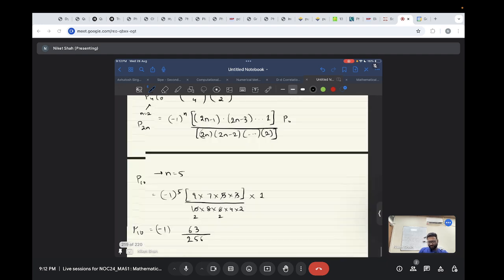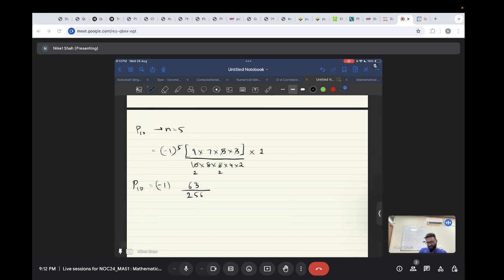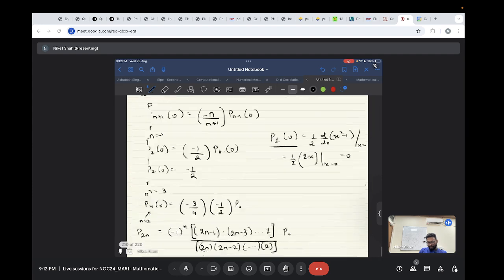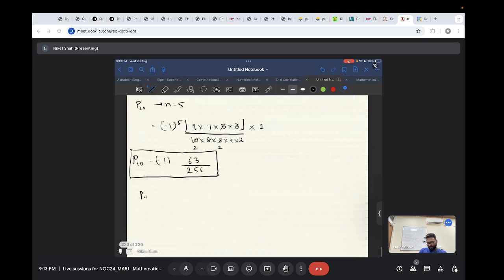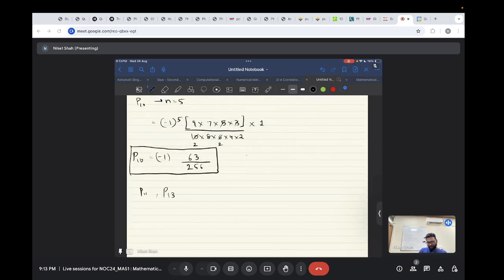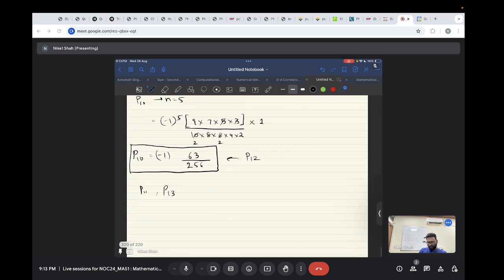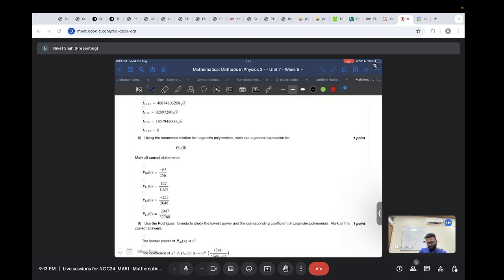I hope you can just check out what happens. You can use exactly a similar procedure and check out what happens for P11 and other such terms, P11 and P13. Using this, you can find even P12 using this procedure itself. So all of that is doable. So that's why I'll move on to the next question now.